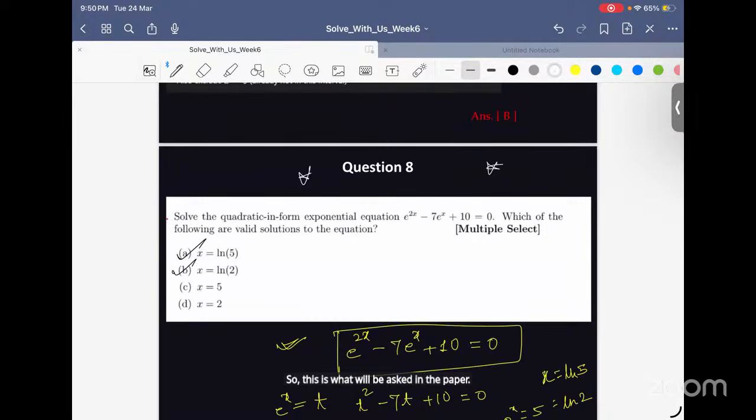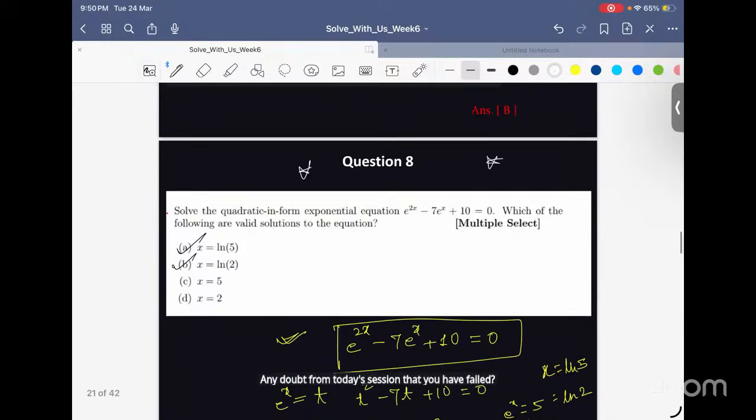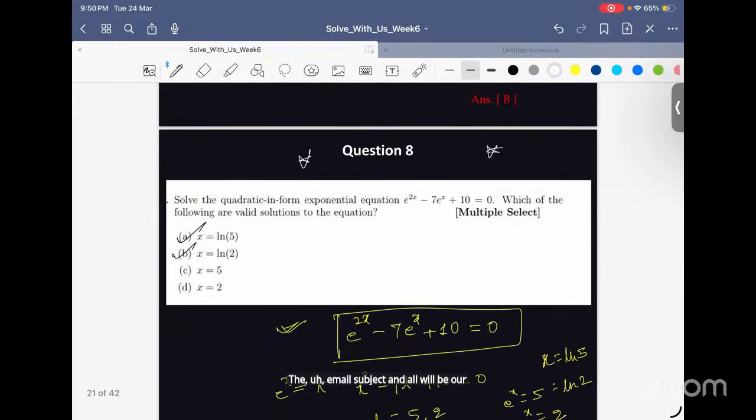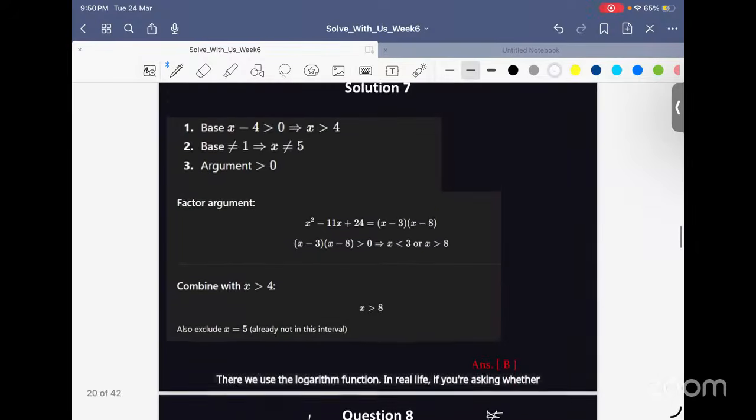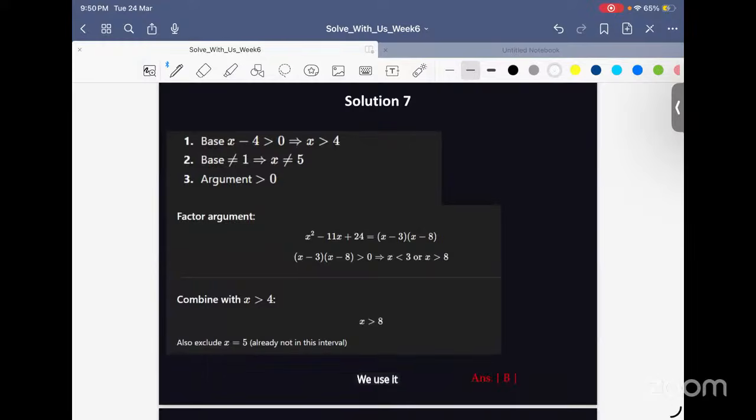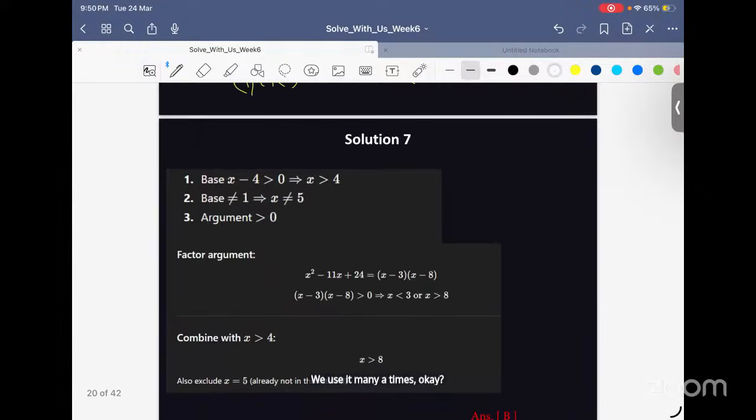Any doubt from today's session that you have felt? In the ML subject, will our equations turn out to be like this, like a real-life example? See, logarithm is mostly used in ML a lot. When you learn about likelihood, maximum likelihood functions and all, there we use the logarithm function. In real life, we use it many times. In ML we use it a lot.